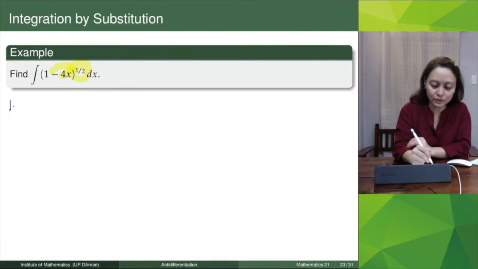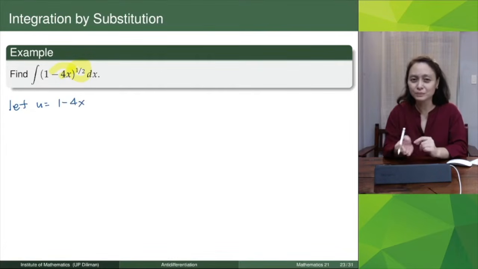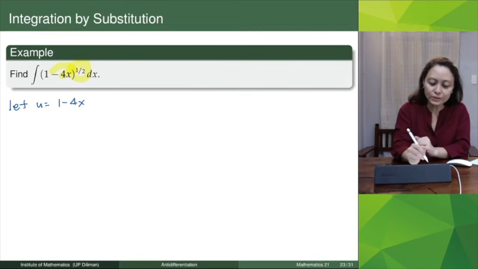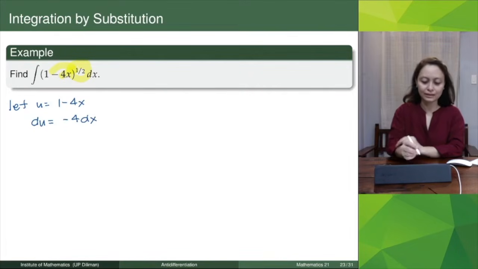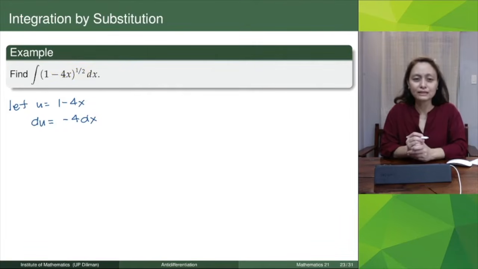So, we let u be equal to 1 minus 4x. Usually, yung pinipili na u nasa loob ng complicated exponent or nasa loob ng isang function na complicated. So, let's see. If u is 1 minus 4x, kunin natin yung derivative niyan. Ang derivative nito ay negative 4 dx. Okay? Du is negative 4 dx.